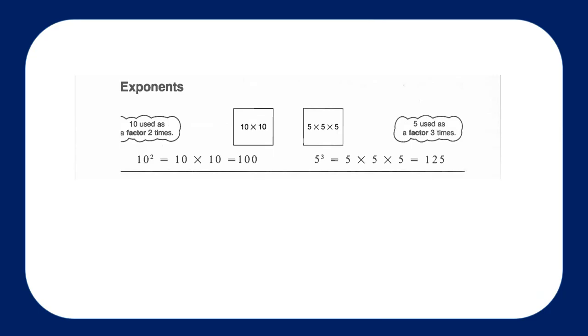Exponents. 10 to the second power equals 10 times 10, which equals 100. 10 to the second power is 10 used as a factor 2 times. 5 to the third power equals 5 times 5 times 5, which is 125. 5 used as a factor 3 times.